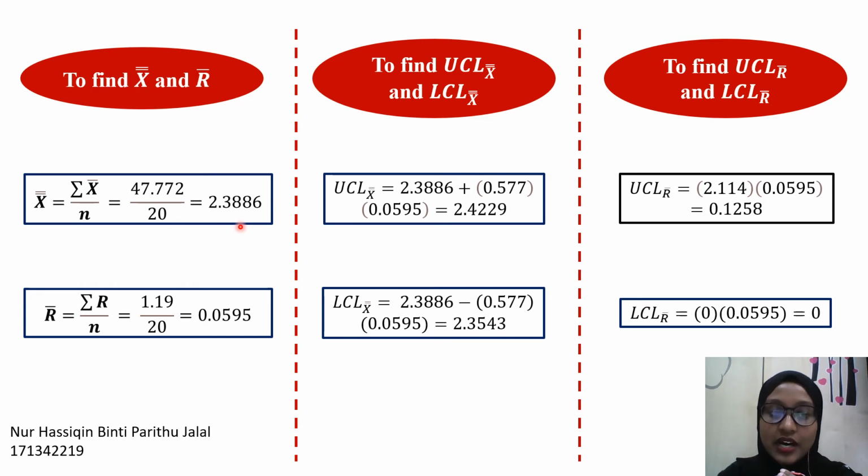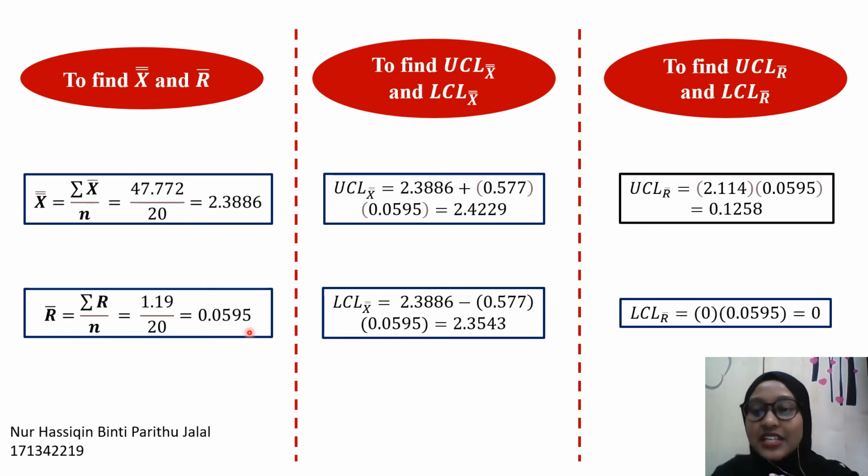Meanwhile, to find the R bar, we divide R by 20, which is our number of subsample groups. So 1.19 divided by 20 equals 0.0595. This is the R bar value.